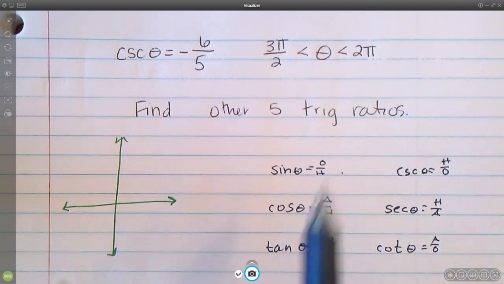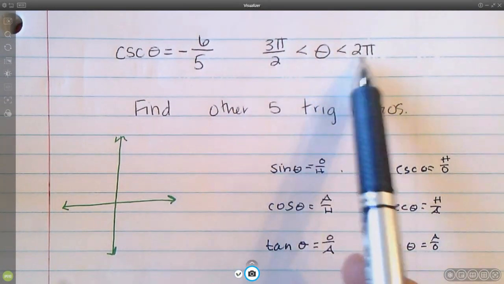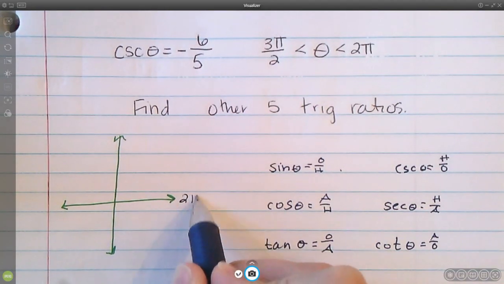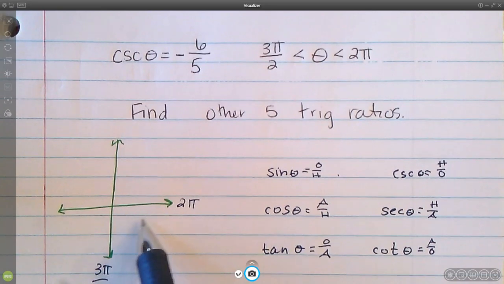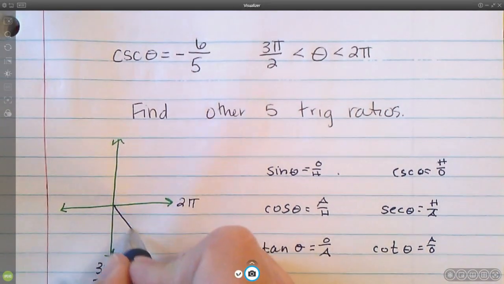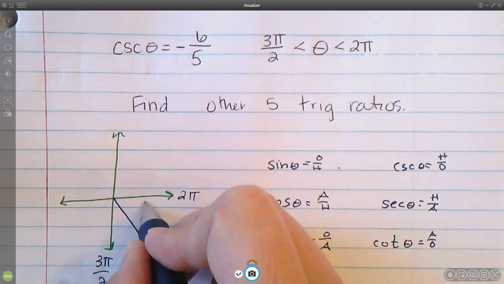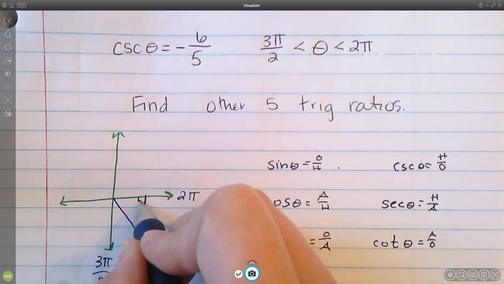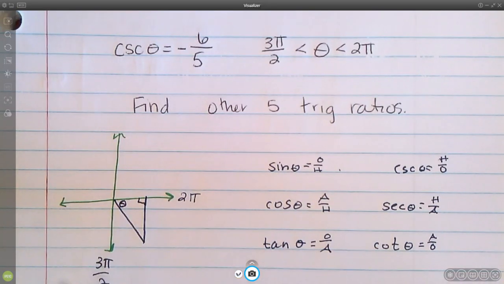Okay, so then our theta is in between 3 pi over 2 and 2 pi. So here's 2 pi. Here's 3 pi over 2. So we're looking at this quadrant. So you just draw a line out, and then you connect it to your x-axis, and that's how you make your triangle. So this is your right angle. Reference angle is always by the origin.